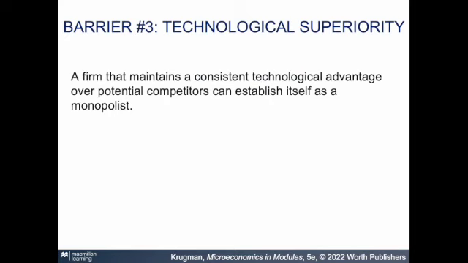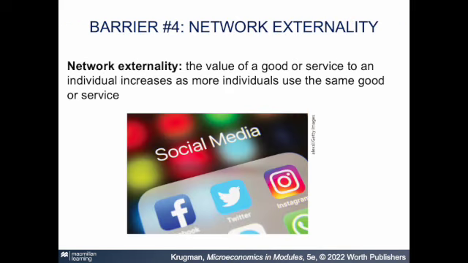Barrier number 3, technological superiority. A firm that maintains a consistent technological advantage over potential competitors can establish itself as a monopolist. Barrier number 4, network externality. Network externality, the value of a good or service to an individual increases as more individuals use the same good or service.